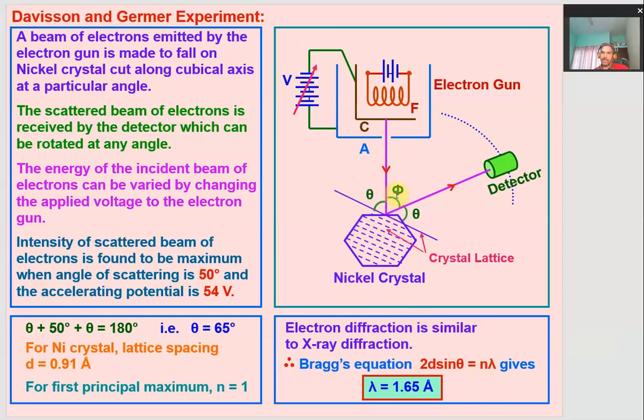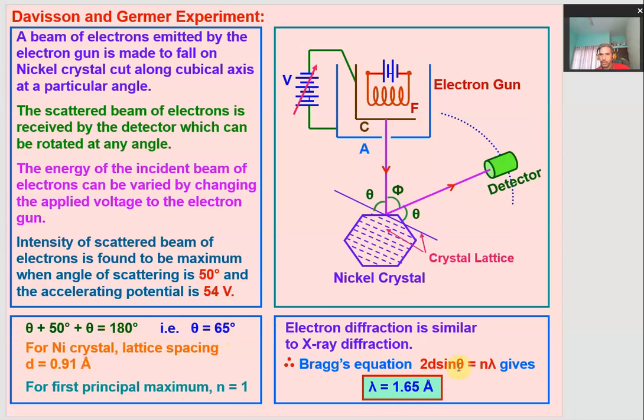We found it to be 50 degrees. Considering these angles, we can calculate the glancing angle theta. Substituting the value of all three angles, the sum of all the angles will be 180 degrees, so theta comes out to be 65 degrees. This is the glancing angle which we can substitute here.